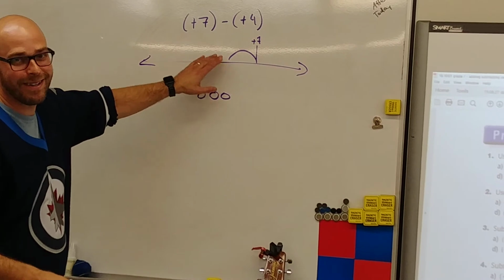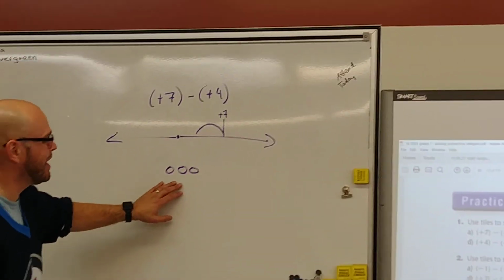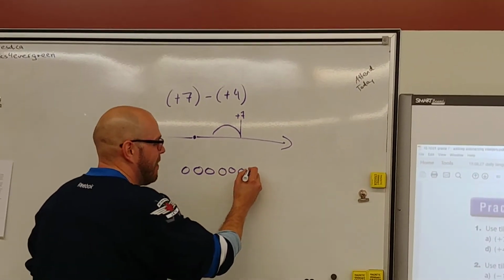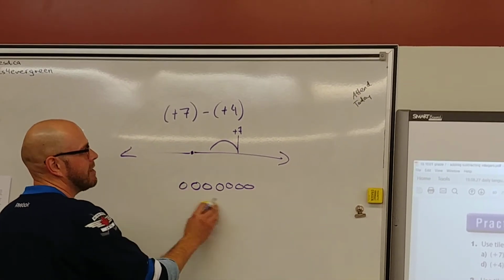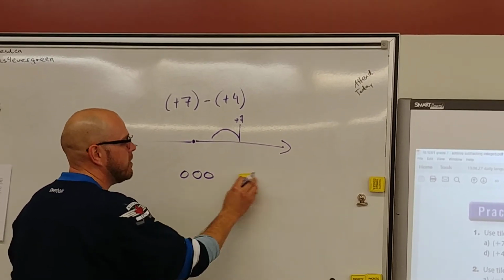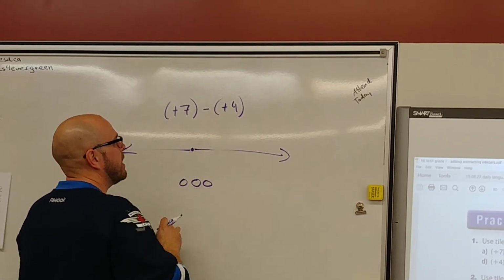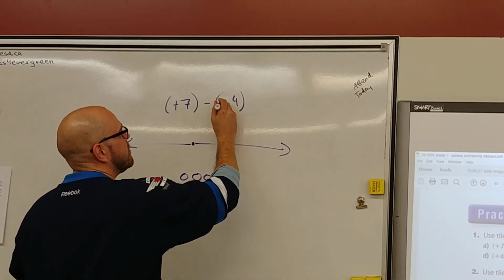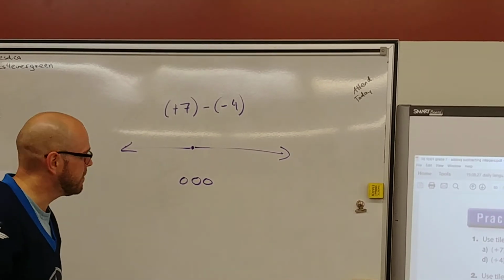Here we've got this modeled in a number line and with tiles. We had 4 more, and then we just took them away. So it was positive 7 minus positive 4. But now we're going to make it a little more difficult. We're going to say minus a negative 4, like this.